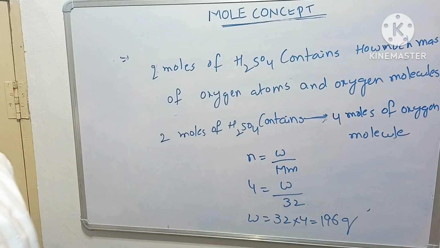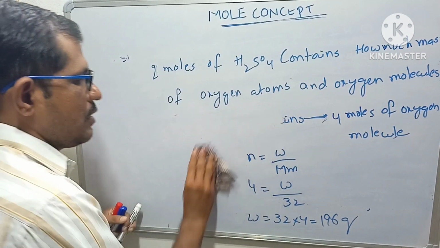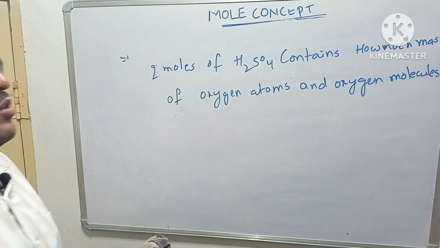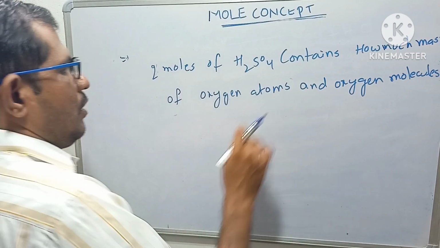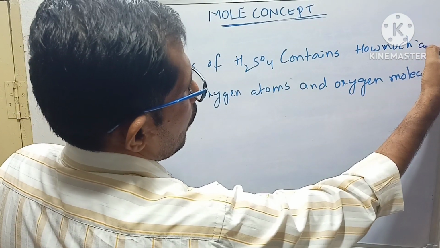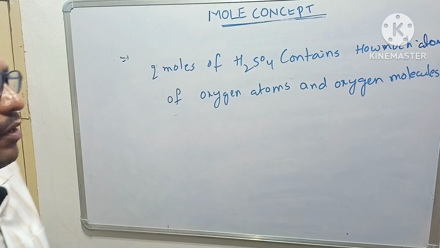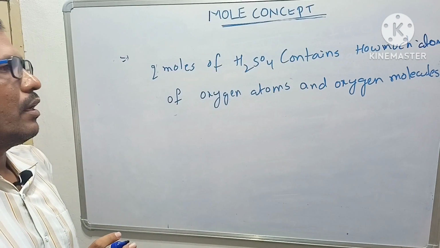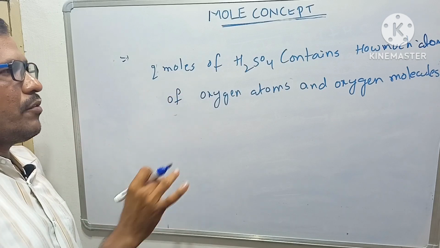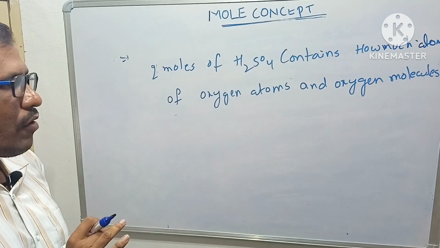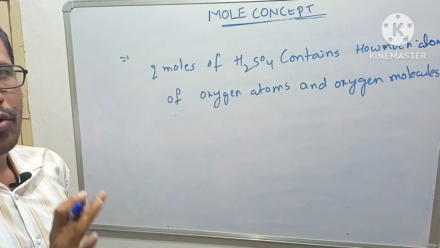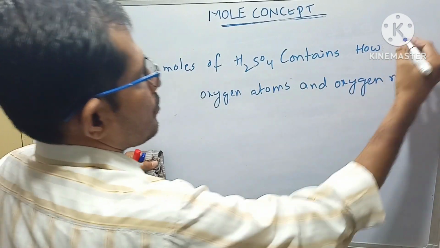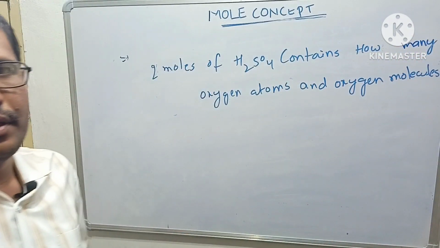Next, I'm going to slightly change this question. 2 moles of H2SO4 contain how many atoms of oxygen? See, in the first question we solved for moles. In the second question we solved for mass. Now we are going directly for atoms, right? 2 moles of H2SO4 contain how many oxygen atoms and how many molecules?